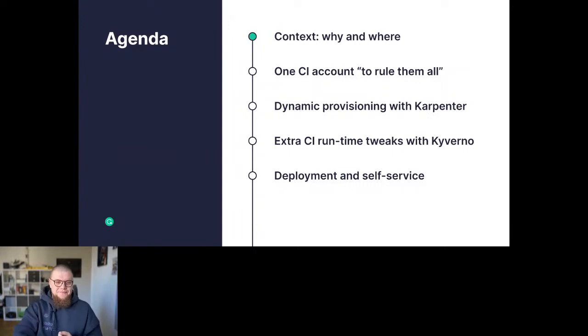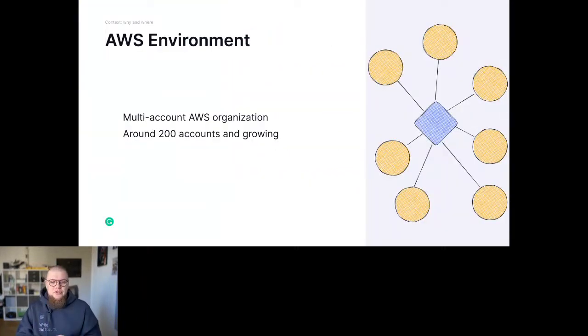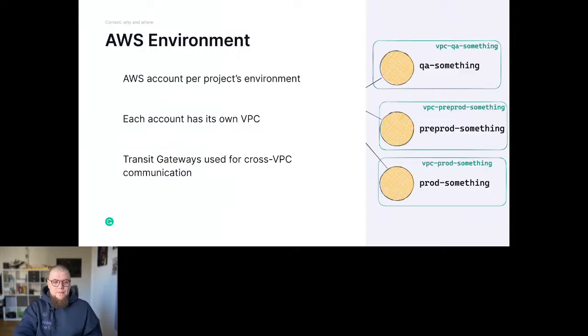Let's go. Our backend infrastructure is hosted at AWS. We have around 200 accounts governed with AWS Organizations, and the number keeps growing. Why do we need that many accounts, some might ask? Well, a single AWS account represents an environment, like QA, pre-prod, or prod for some project, some backend service. Each account has its own VPC, and transit gateways help us connect accounts with each other when needed.